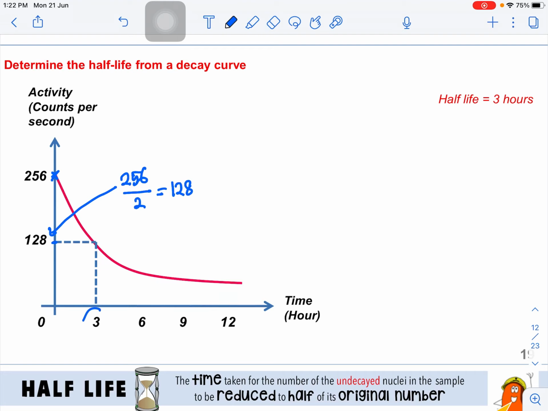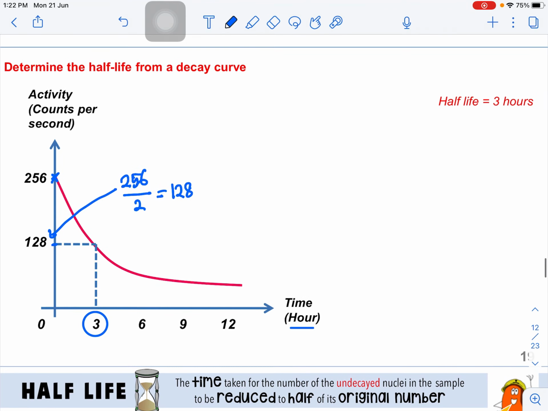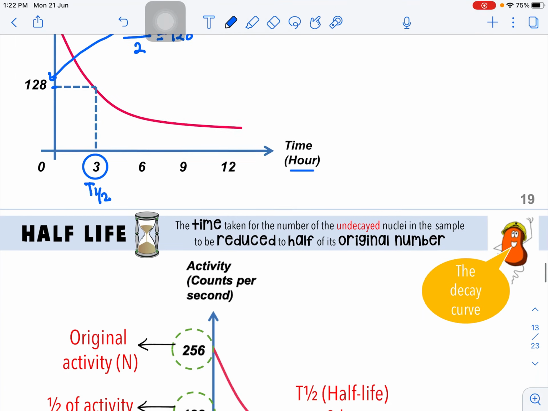So what is the time taken? The time taken we get from the graph is 3. 3 what? 3 hours. So the 3 hours is known as the half-life of the element. So that's how we determine the half-life from the graph.